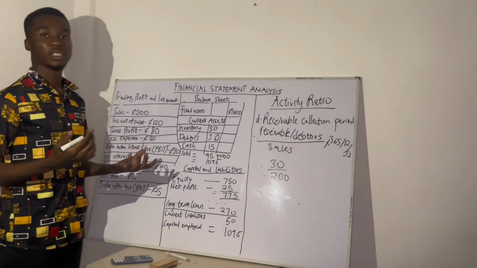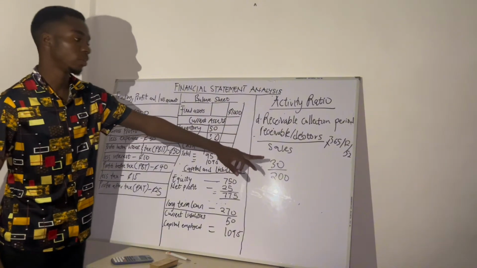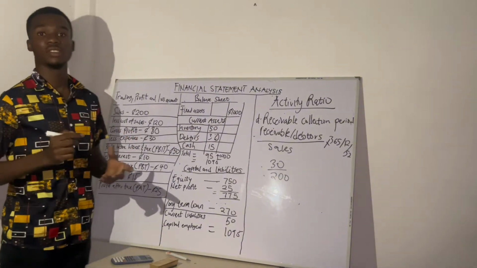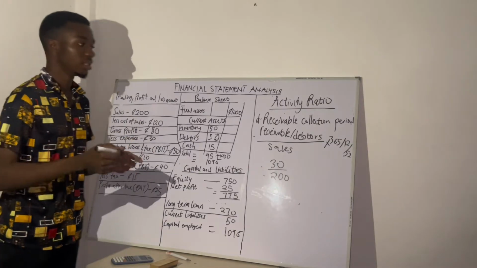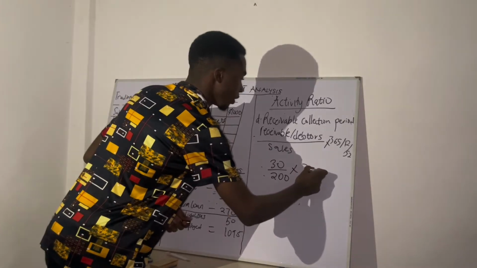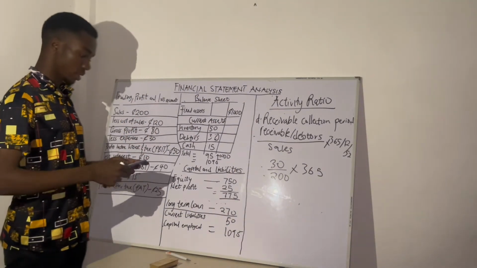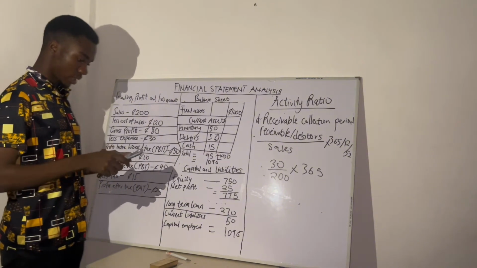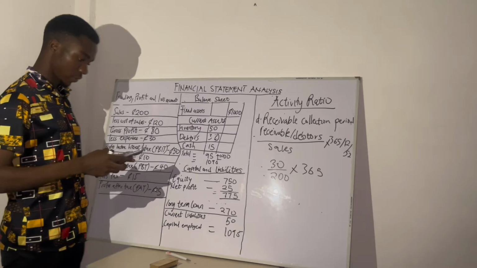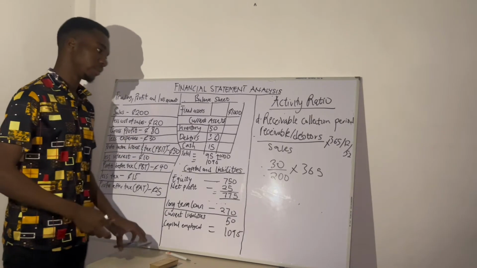So guys, unfortunately the light just went out, but I hope you guys can see. So yes, the receivable or the debtors, which is 30, and the sales 200. Then if the question says you should calculate it in days, it's going to be times 365. So for this one, we are going to assume that the question asks us to calculate it in days. So now let's see what we get. So we get 30 over 200 times 365. And we have 54.75.